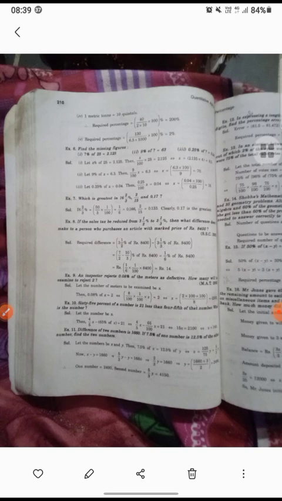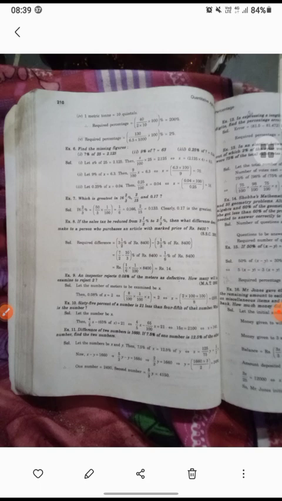Okay, an inspector rejects 0.08 of the meters as defective. How many must he examine to reject 2? So 0.08 of x equals to 2. So if this much is defective, how many will be examined to reject 2? Let the meters examined be x. So 8/100, given, into x equals to 2 is given. So we conclude it will be 2500.